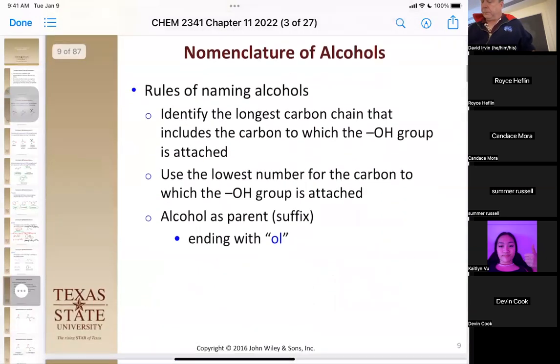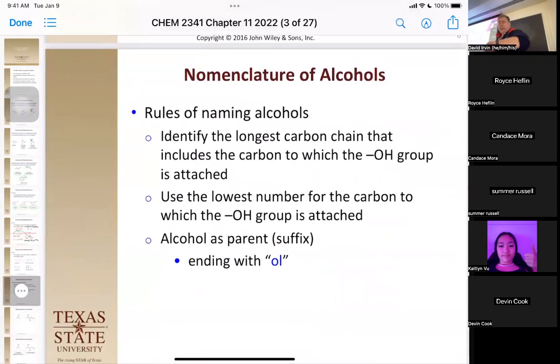Okay, so let's finish this with just the nomenclature rules, remembering our nomenclature rules. We identify the longest carbon chain that contains the carbon which has the OH on it. The lowest number of carbon goes to the OH because we've changed the name with OH. If that's your only functional group on there, the alcohol is the parent and therefore ends in -ol.